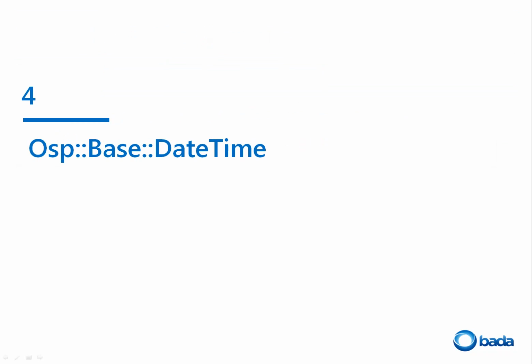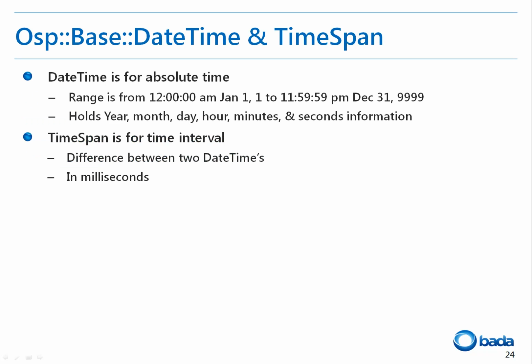In the next few slides, I'll explain BADA's date and time related classes. The base namespace provides two classes for date and time related operations, the datetime and time span classes. The datetime class is used to represent the absolute time, and the time span class is used to represent the time difference between two time values. The value returned by the time span is in milliseconds.